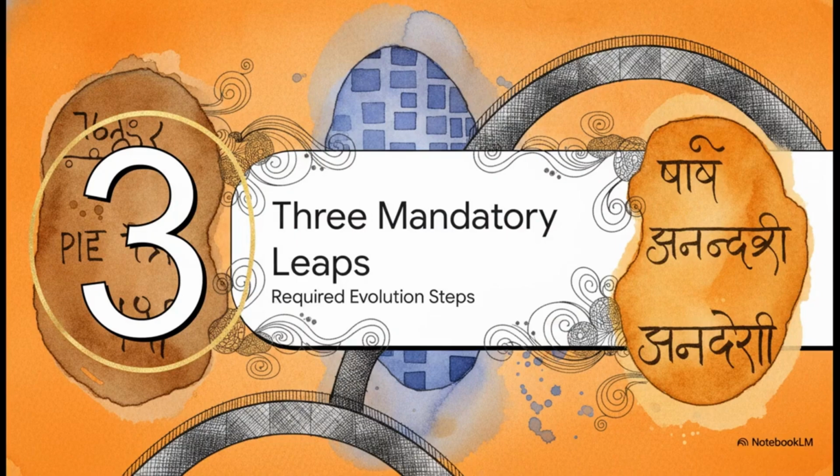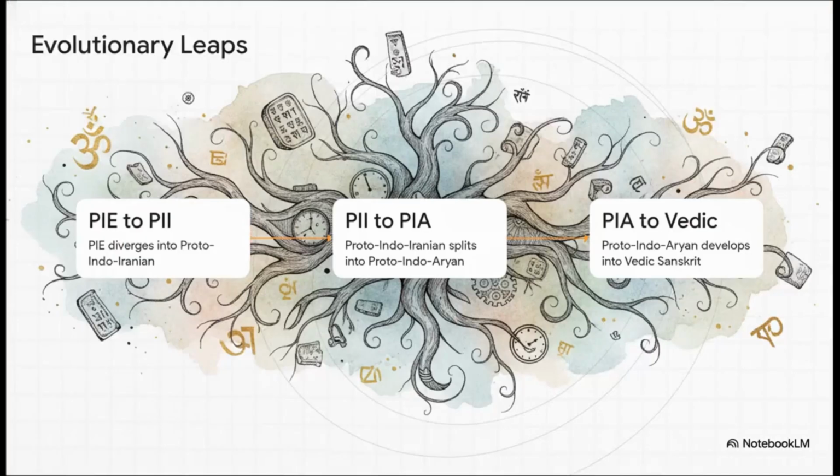Okay, moving on to Section 3, 3 mandatory language leaps. The required evolutionary steps. Here's the thing. The original PIE language doesn't just jump straight to Sanskrit overnight in one smooth move. According to the textbook standard established by scholars like Benjamin Fortson, there are mandatory intermediate stages. And each of these stages requires complete isolation to propagate its own unique systematic changes uniformly across the entire vocabulary.